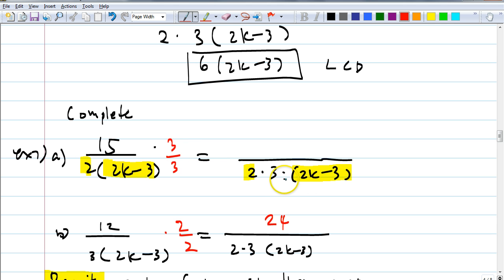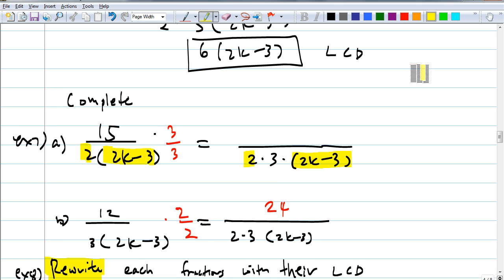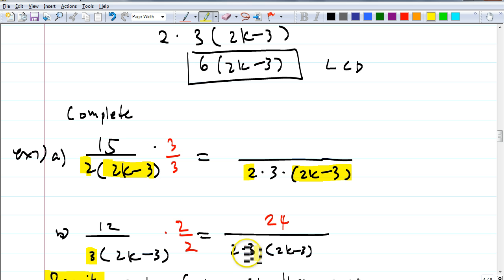That's the only way to get the denominators to look like each other, right, Judy? And then here, you got 3, you got 3, you got 2k minus 3, 3k minus. What's missing? Well, 2 is missing, right? Any question? Are we good? All right, let's look at the last example then. Are we ready? All right.